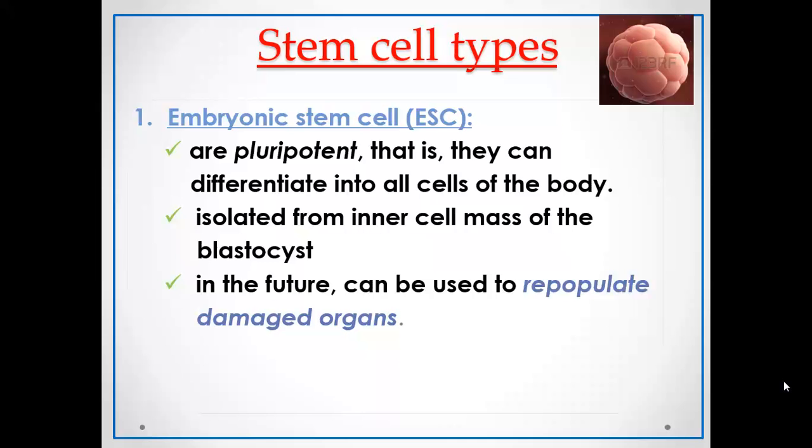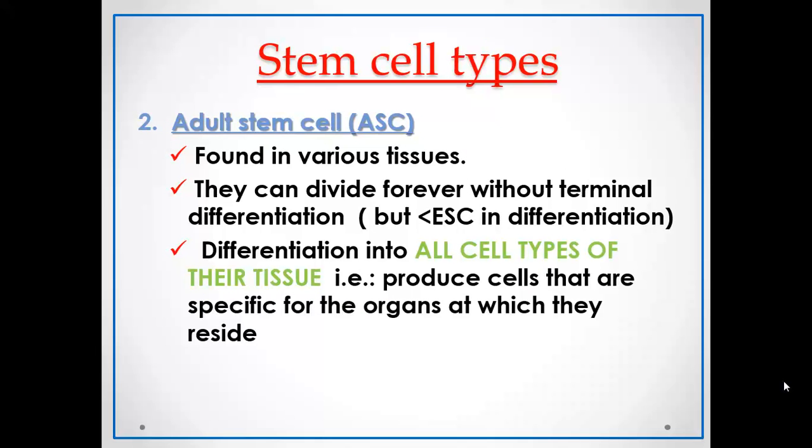Adult stem cells. The embryonic stem cell is only in the embryo, and could differentiate into all types of body cells. However, adult stem cells are found in various tissues, can divide forever without terminal differentiation, and differentiate into all cell types of their tissue. That's to say, they produce cells that are specific for the organ in which they reside. For example, these cells are present in the epidermis of the skin.